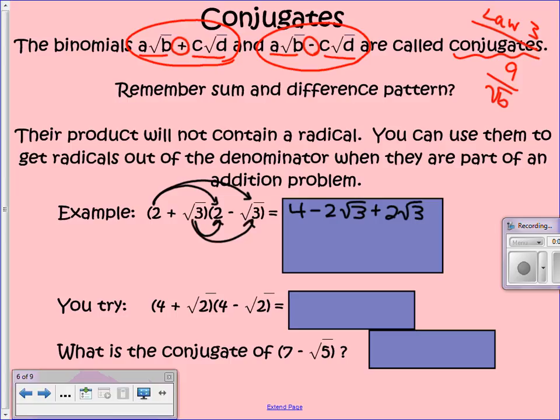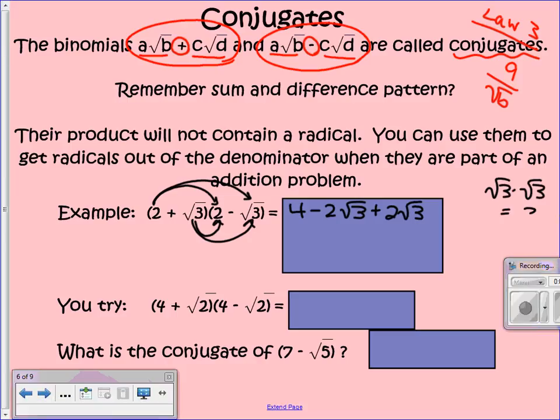Here's the key thing. You've got to remember that when you take a radical times itself, you actually end up with just the plain radical. You need to remember that the square root of x squared is just plain x. Square roots and squares cancel each other out. So when I take the square root of 3 times itself, it cancels it out, and I'm left with the radical gone. But now that's a subtraction problem because they have different signs.